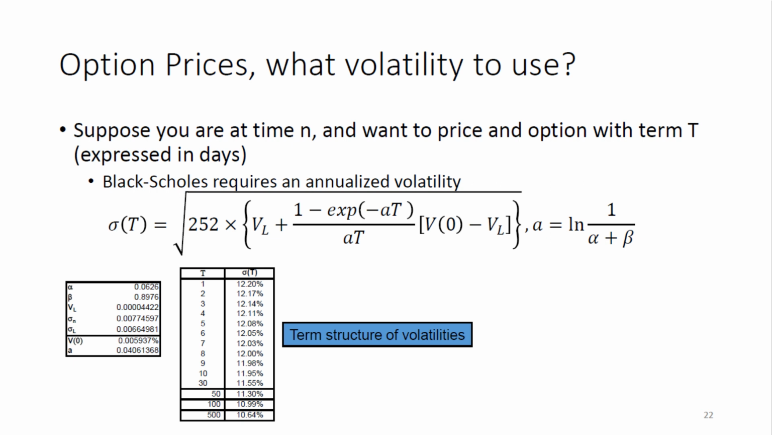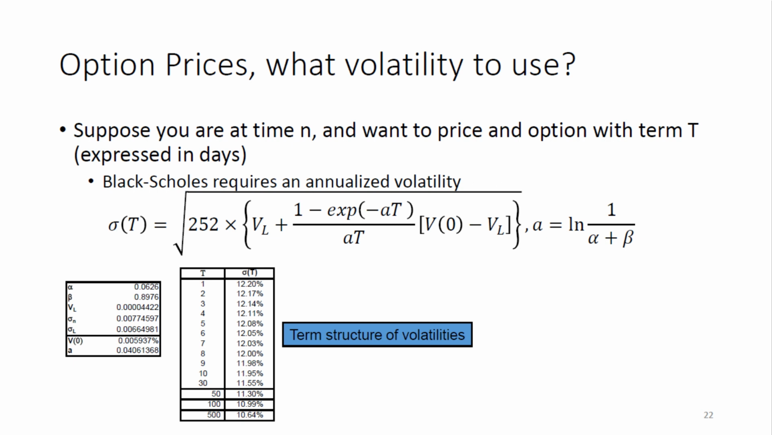So the left column says the number of days until maturity of the options. So that's 1 day, 2 days, 3 days, and then 30 days, 50 days, 100 days, 500 days. And then the other column, the sigma t, says, well, what is the relevant volatility that you need to use in the Black and Scholes formula to determine the price?